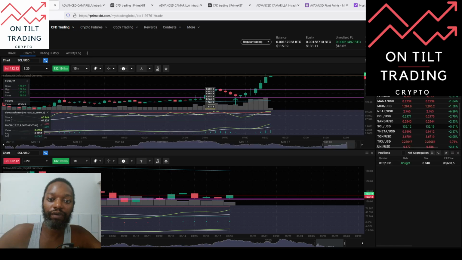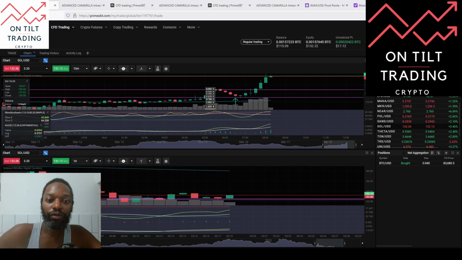This volume profile here is the open of the U.S. market. I took my entry before the U.S. market opened here on this pullback. This morning in pre-market of U.S. market, Solana was bought up above the R4 level. It broke out here.